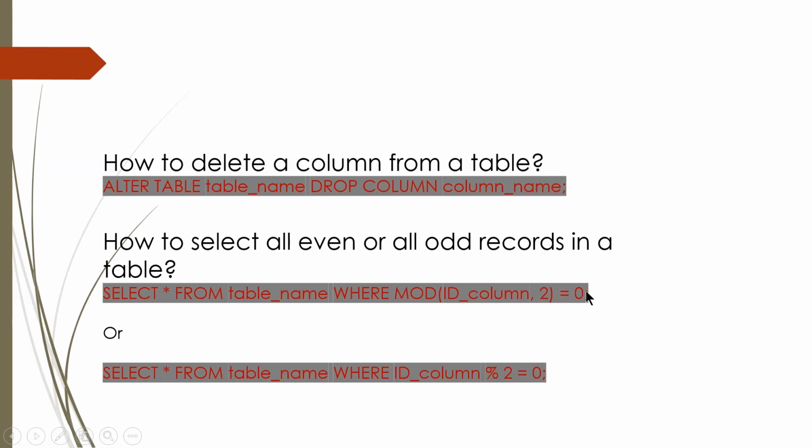equal to 0. That means we are checking that the column divided by 2 has a remainder equal to 0. Or we can do this by writing SELECT * FROM table name WHERE id column % 2 = 0. To select all odd records, the syntax is identical in both cases, only that we would use the inequality operator instead of equal.